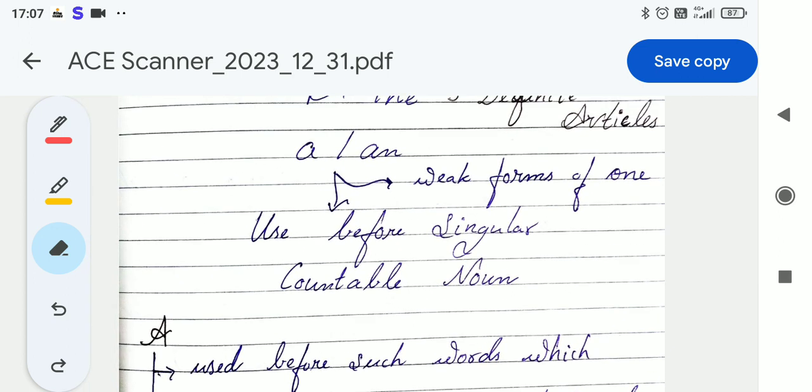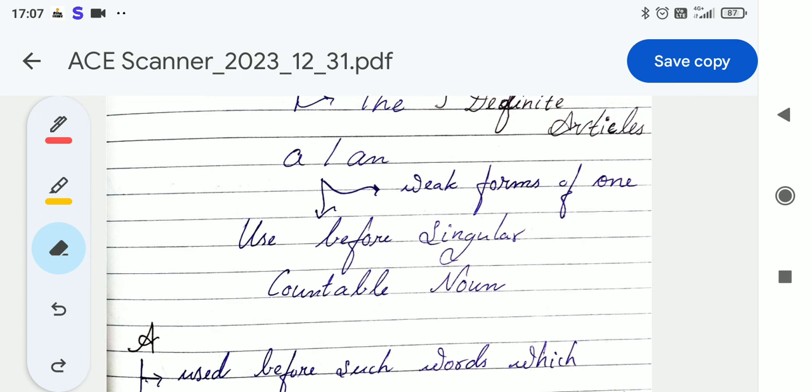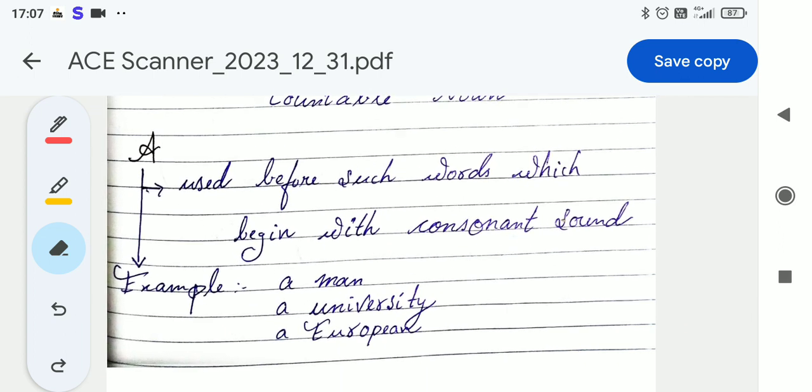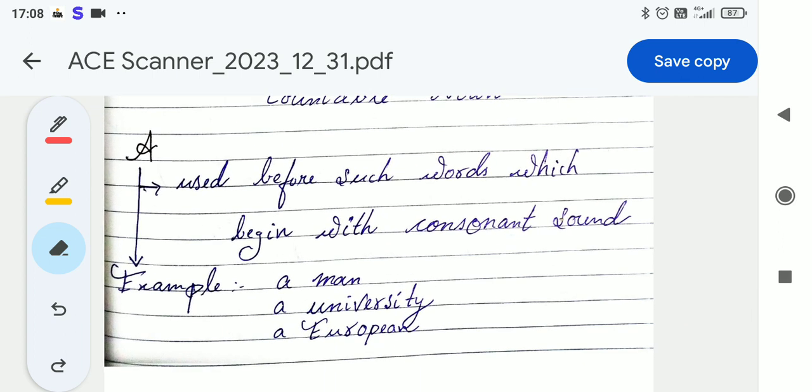A and an are used before a singular countable noun. Use of a: use it before words which begin with a consonant sound. Consonant sound means other than the sounds a, e, i, o. Other than these sounds, we use a before nouns. Examples: a man, a university, and a European. As we know, E is a vowel, but we are talking about the consonant sound. That's why we use a European and a university.